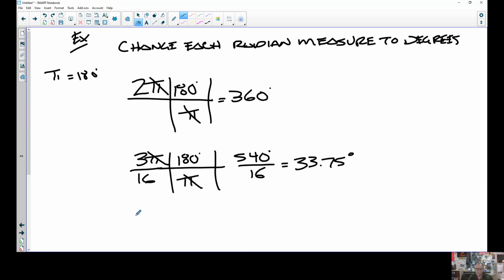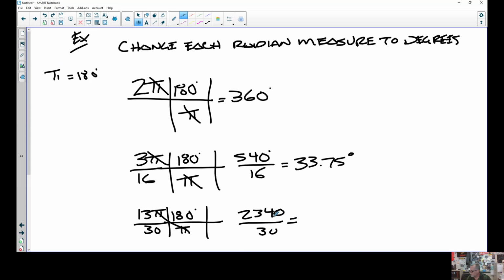Last one of these. Let's do 13 pi over 30. Changing this to degree measure, we do the 180 over pi. And so we get 13 times 180, and that's 2340 over 30. So divide that by 30 and you get an even 78 degrees.